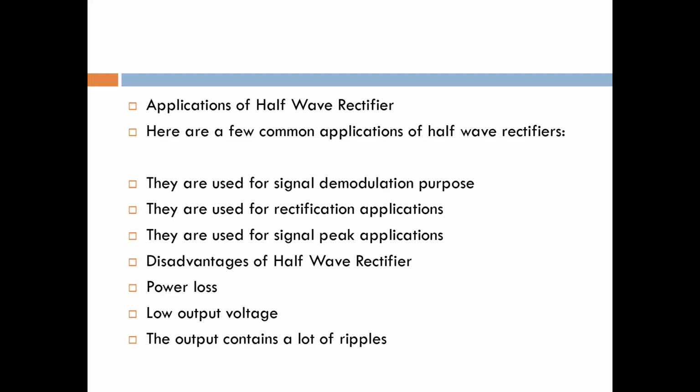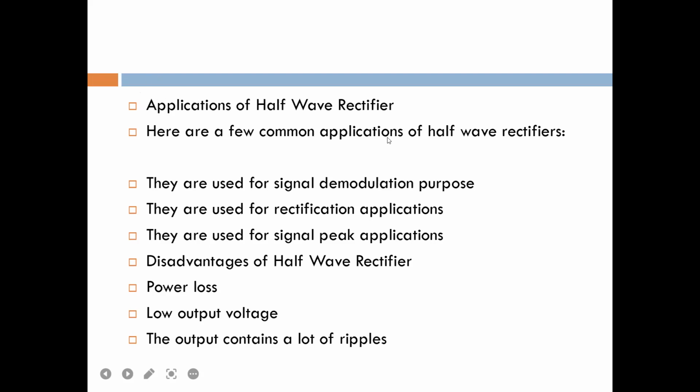Now we will see the applications of the half wave rectifier circuit. Here are a few common applications. They are used for signal demodulation purposes. They are used for rectification applications. They are used for signal peak applications. And what are the disadvantages? Power loss, low output voltage, and the output contains a lot of ripples. These are the disadvantages, and these are the applications of the half wave rectifier circuit.